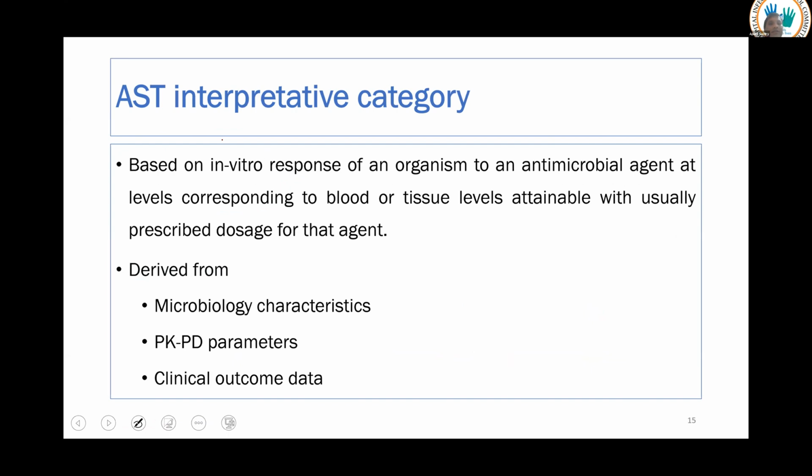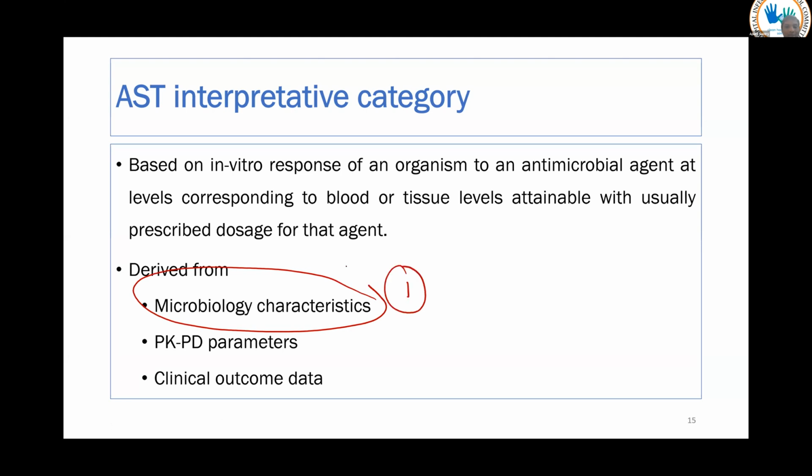Then the next question is, what is the meaning of AST interpretative categories? In the previous slide we have seen that SIR, all these are interpretative categories. The question is how these categories are created, how these breakpoints are created. Remember that the breakpoints are created based upon these three factors.